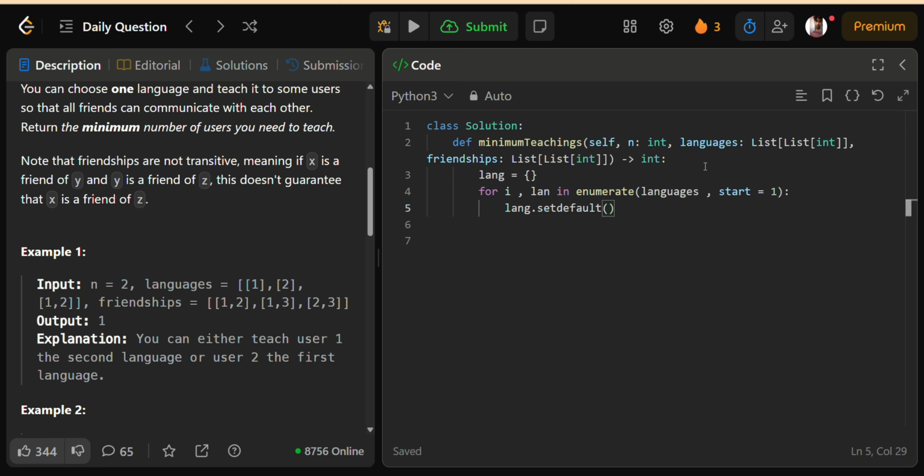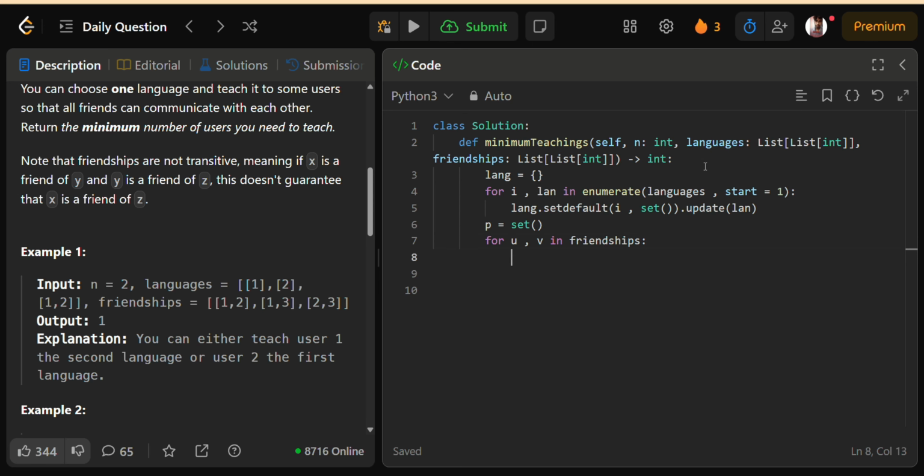Once I had this set of problematic users, the key was to minimize the teaching. The idea is simple. Since we can only teach one language, we need to figure out which language would reduce the number of teachings the most. So, for each possible language, I counted how many of the problematic users already knew that language. The ones who already know it don't need to be taught. The remaining ones would need to learn it. Finally, I took the minimum over all languages. This gives the smallest number of users we'd need to teach so that all friendships are valid.